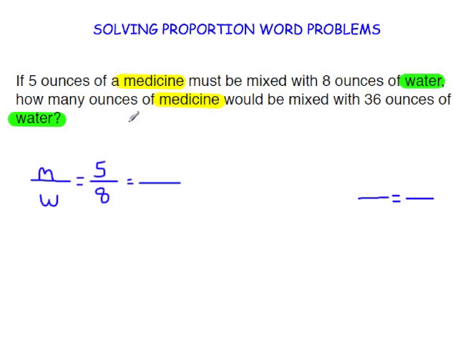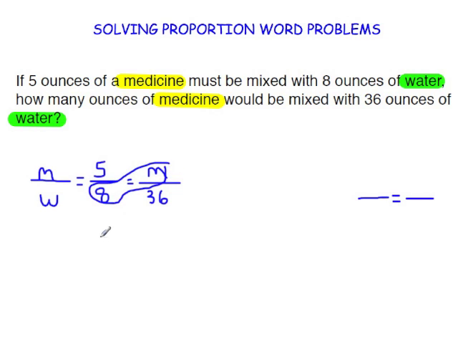The next part says how many ounces of medicine. We don't know. That's going to be our variable. I'll use M for medicine. Would be mixed with 36 ounces of water. Put your 36 on the bottom, and what you have is a proportion. Fraction equal to fraction. All we have to do here is solve by cross multiplying.